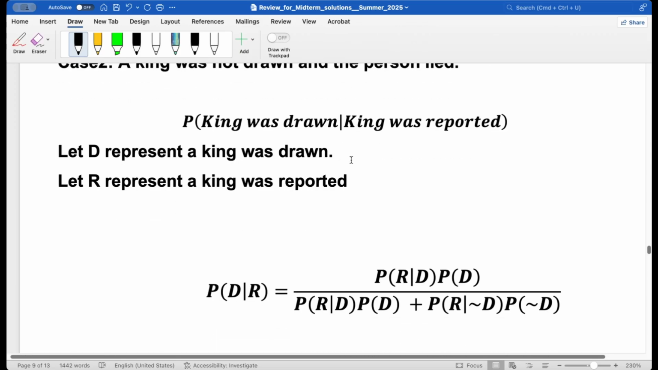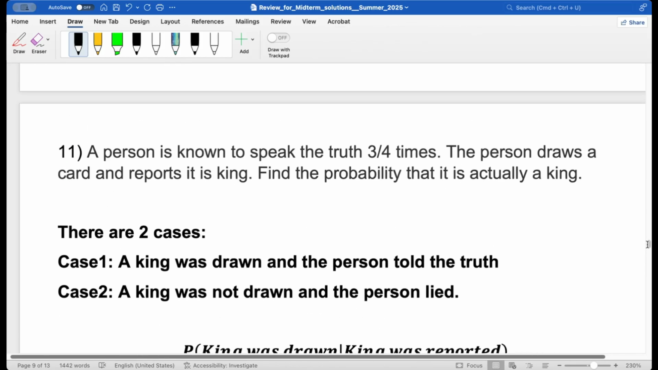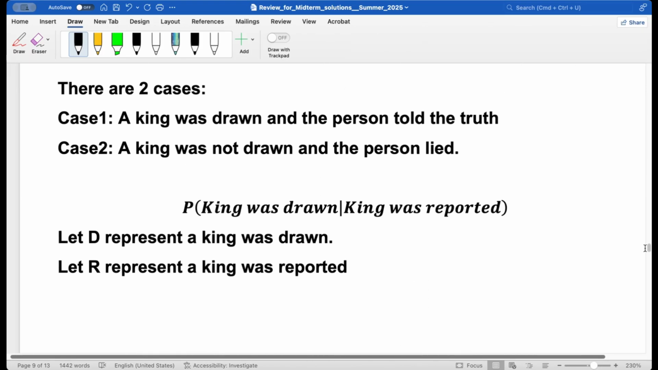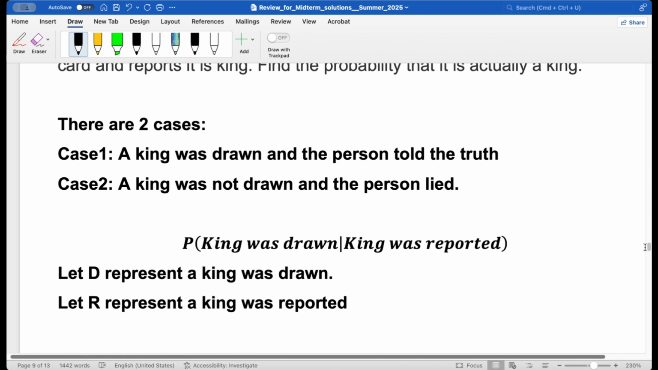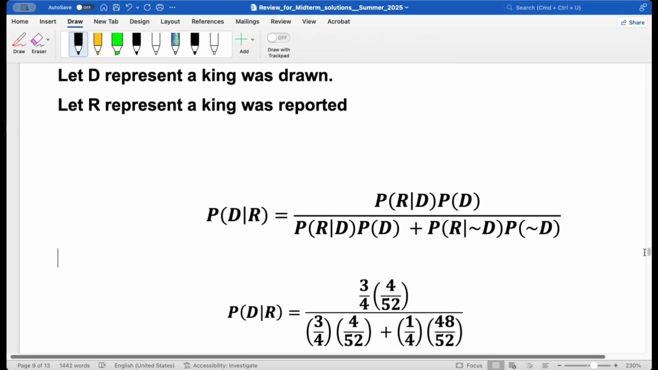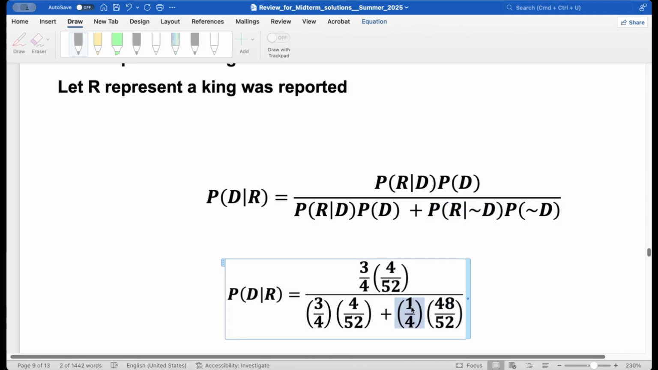So, the probability of R given D, of reporting a king given a king was drawn, that would be speaking the truth. So that's 3/4. A king was not drawn, and if a king was not drawn, it means the person lied. So that's this expression down here. The probability of reporting a king given that it was not a king, that would be a lie, and the probability of that is the opposite, 1/4.